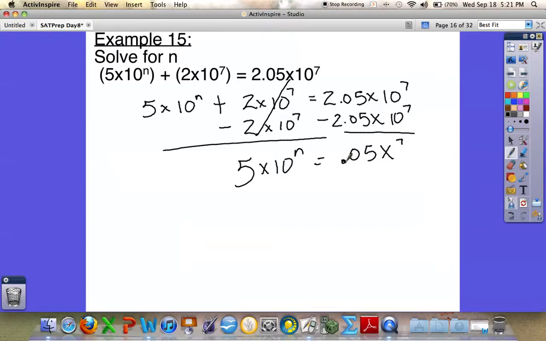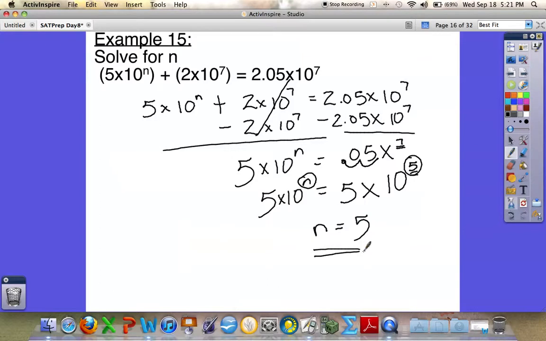And because I want to make this a 5, I'm going to move this 2 decimal places and make that 5. And since I moved it backwards, I have to raise that to 2 less than this power. So I'm going to get 5 times 10 to the n is 5 times 10 to the 5th. And so the n power must be 5.